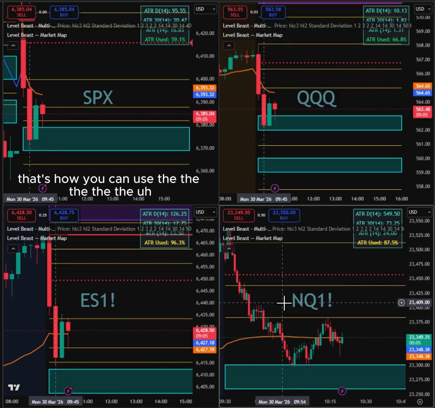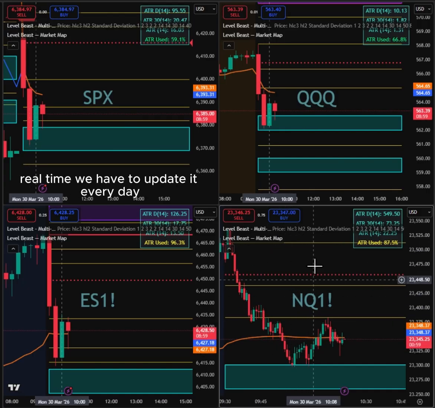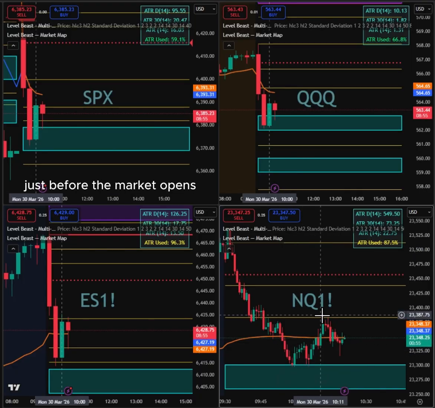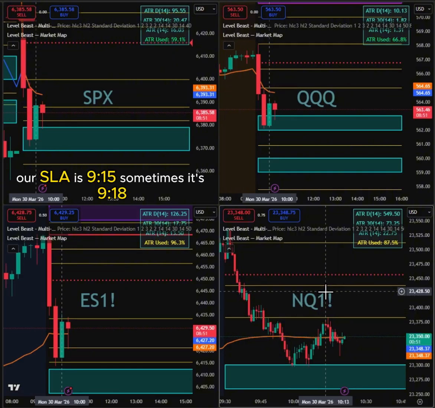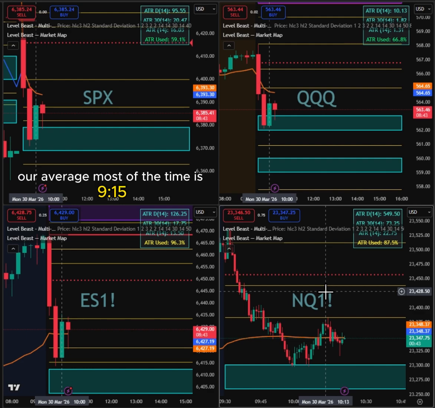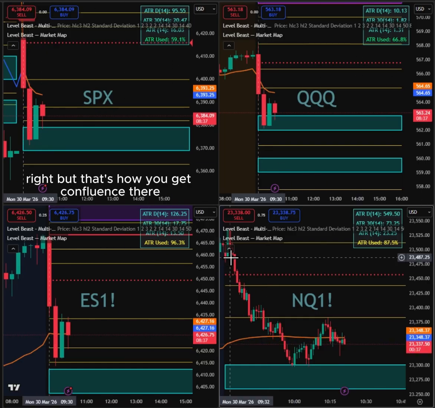That's how you can use the market map, Level B's market map indicator, in real time. We have to update it every day. We do a push in the morning just before the market opens, 15 minutes prior to the market opening. Our SLA is 9:15. Sometimes it's 9:18. Sometimes it's 9:20 if government data is delayed. Our average, most of the time, is 9:15, and we're committing to that, right? But that's how you get confluence there.